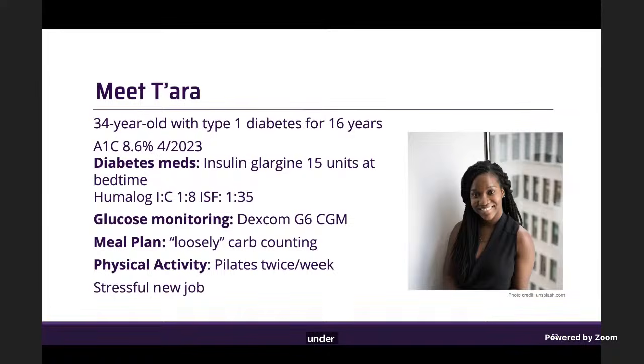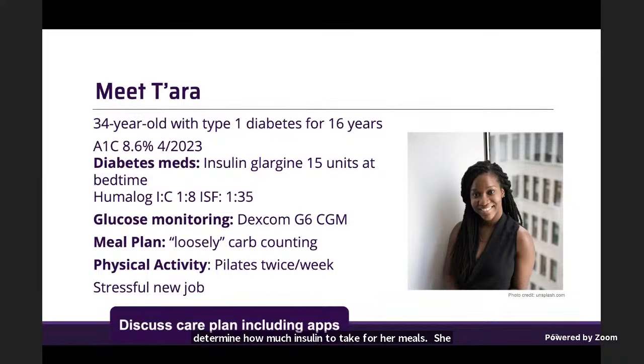She's using Dexcom 6 continuous glucose monitor, and she describes her meal plan as loosely carb counting. Physical activity involves Pilates twice a week, but she shares with me, other than that, she's pretty much glued to her desk as she had just started a new job. So we talk about strategies and carb counting. How can we help her to try to be a little bit more specific with the carb counting, knowing that some of her glucose levels have been high after meals? We know that it's going to be hard for her to get up and move, but maybe are there certain strategies if she does have a couple minutes to add a couple steps or just really getting up and standing?